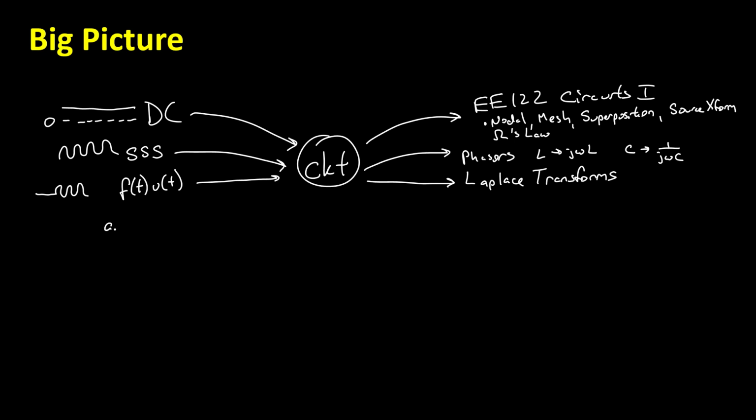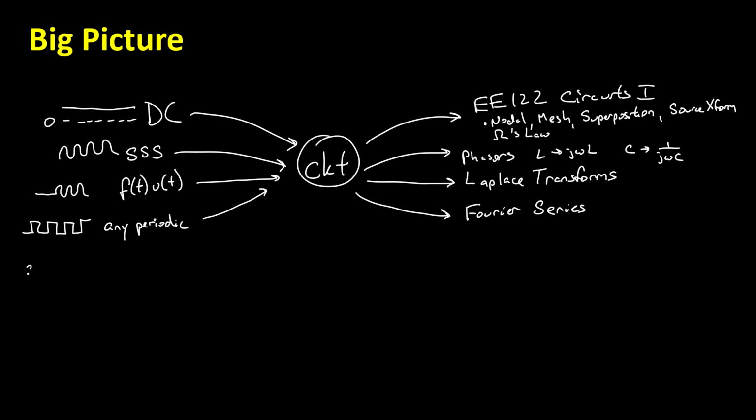Then we moved into any periodic type of input. Goes on forever, but no longer does it have to be sinusoidal steady state now. It could be, say, a square wave or a triangle wave. And for that, we used Fourier series.